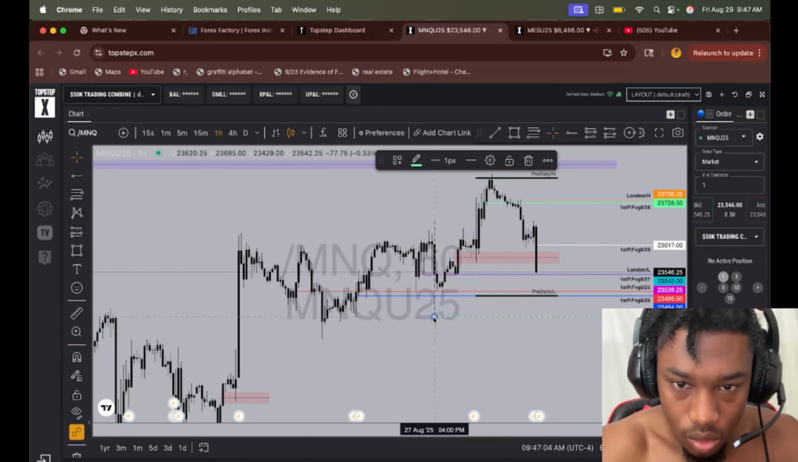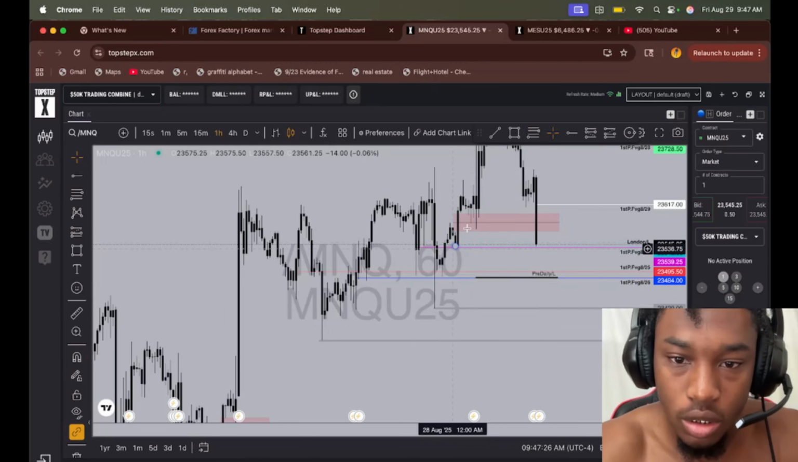We got liquidity right here, and liquidity right here as well. So we got 2 liquidities that price should come to. If price don't want to come back into this upside and take out the London high, then we're gonna aim for these minor box liquidities. We got all this liquidity for price to come and sweep. All right, now price is dropping crazy right now.